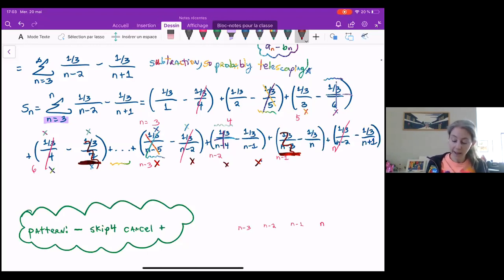Then I'm going to move to my next negative. My next negative is this right here. 1, 2, 3, 4. Do I have anything to cancel with? No, so I keep it.